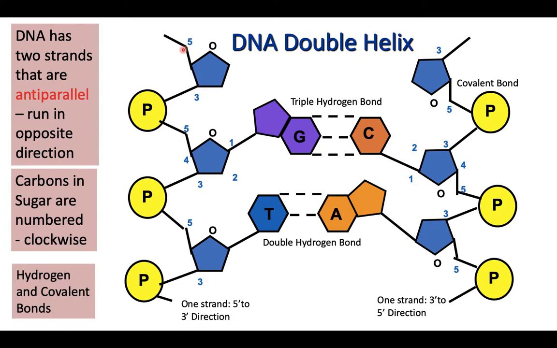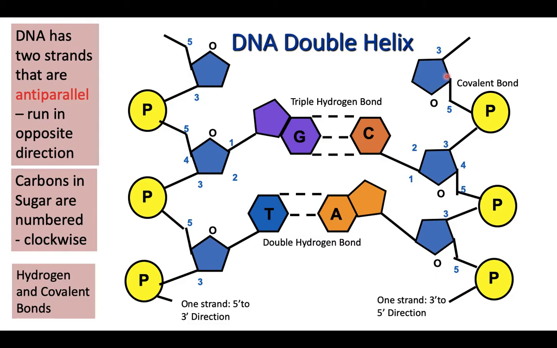and then the fifth carbon lies up here. Right here we see a formation running from 5 carbon down to a 3 carbon. So we call this strand a 5' to 3' direction, because it starts with a 5' carbon and ends with a 3' carbon.